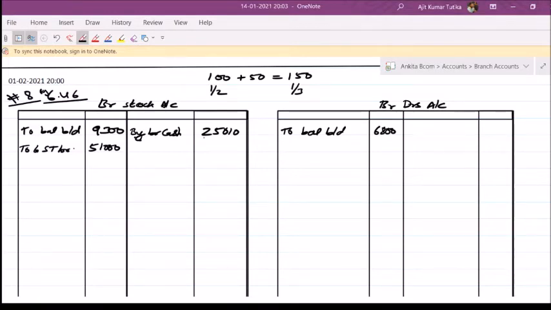Now credit. When it is at credit, what do I have to do? I have to take by branch debtors. This is a sales. It is 31,000. Now here I will write to branch stock, which is 31,000. Means there is a sale of 31,000 during the year.